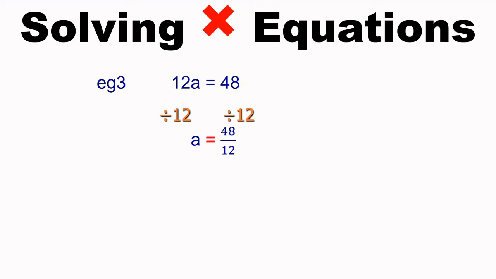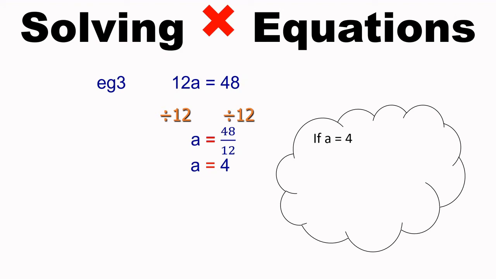Next, a must be equal to this answer. a must be equal to 4. So that's our solution to this equation. But of course, we always check our answers by substituting them back into the original equation. So if a is equal to 4, does that mean that 12 4s are 48? 12 times 4 is 48, so yes, it does. a must be equal to 4.